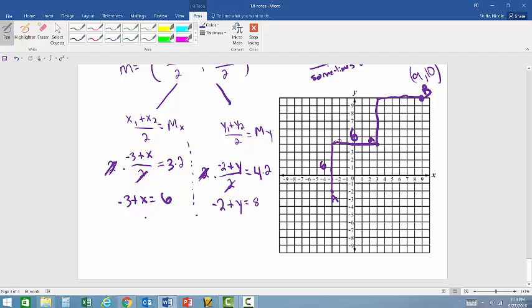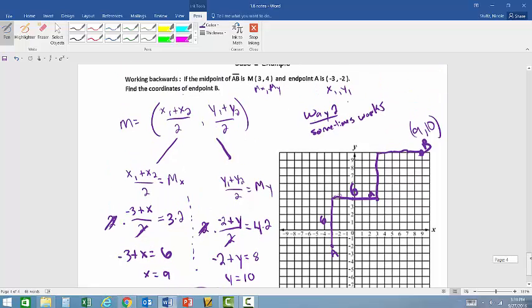And if we go through and solve this, we're going to get 9 and 10. So that means my answer is 9, 10. So that's where the other endpoint is, and that does match our graph. So that's how we know that we really did a good job with that.